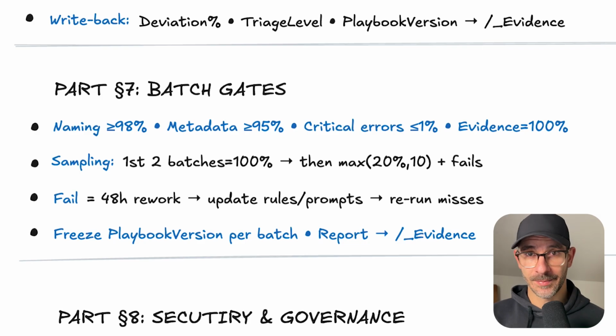Sampling plan is simpler. First 2 batches get 100% review. After that, sample the larger of 20% or 10 documents plus manual reviews. Freeze the playbook version for the batch. If it changes, that starts a new batch. Finally, we drop the acceptance report and all the JSONs into the evidence folder. Pass means that you scale to the next document type or bigger volume, while fail means fix, rerun, and try again.